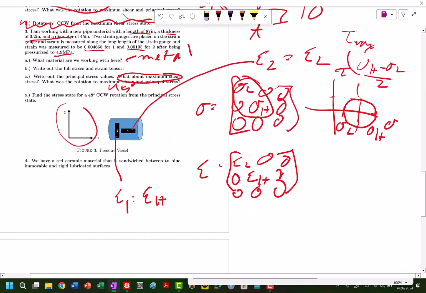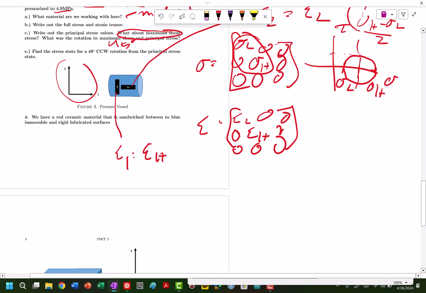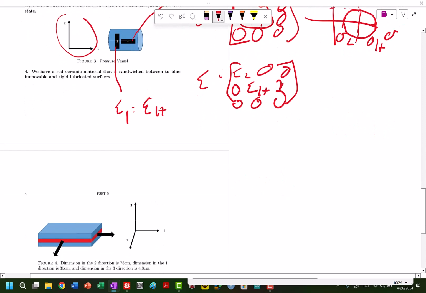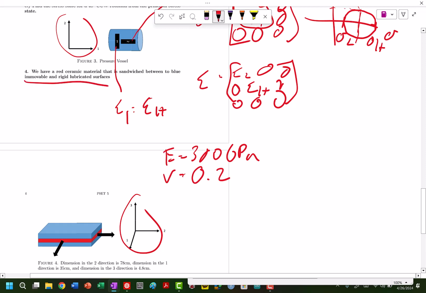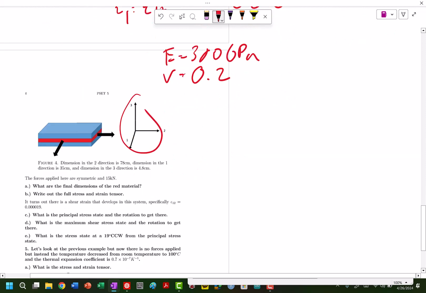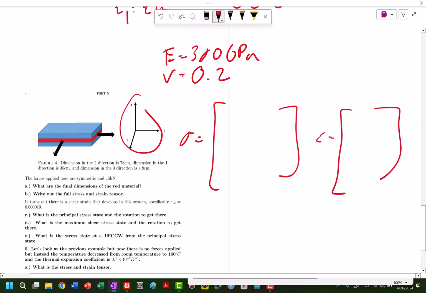Fantastic. All right, so now we have a red ceramic material. So coordinate system, we're already told Young's modulus is equal to 300 GPa because it's ceramic. Nu is equal to 0.2. Between two immovable and rigid lubricated surfaces. So again, it's squished, but it's not attached, at least for right now. Forces are symmetric and 15 kilonewtons, so we can look at the stresses that are going to happen here and the strains now because we've done step 1, step 2. What are the final dimensions? Write the full stress strain tensor.